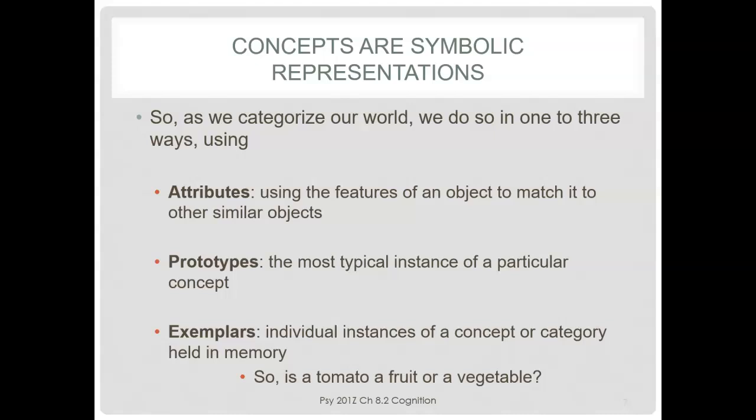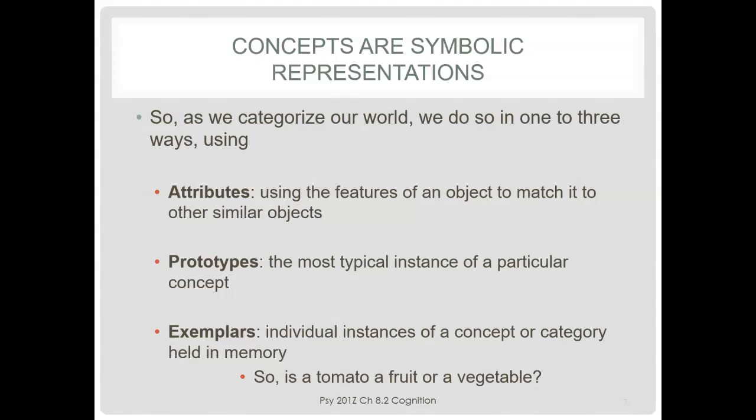So when we come to the question, is a tomato a fruit or a vegetable? Well, we have to look at our attributes. What are some of the attributes of a vegetable? What are some of the attributes of a fruit? When it comes to prototypes, what is the most typical aspect for a fruit or a vegetable? But exemplars lets you categorize these in different ways.